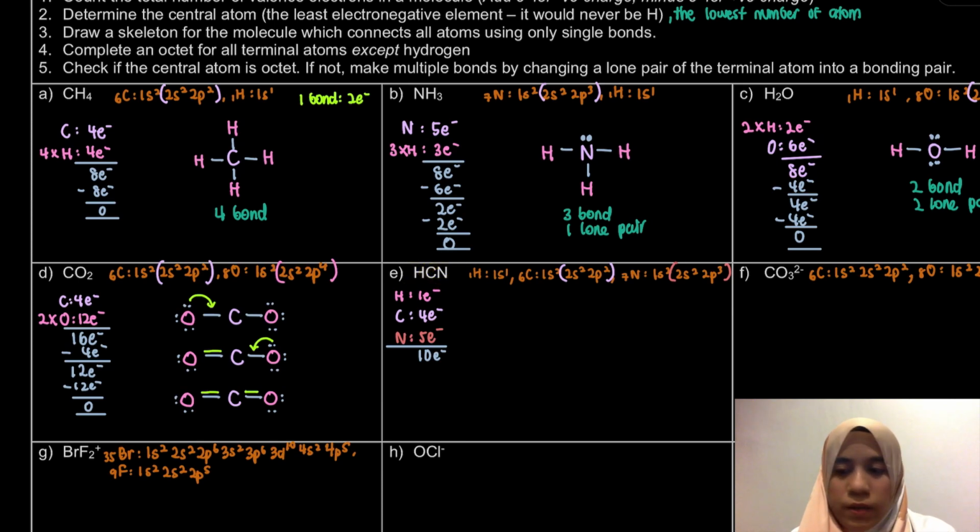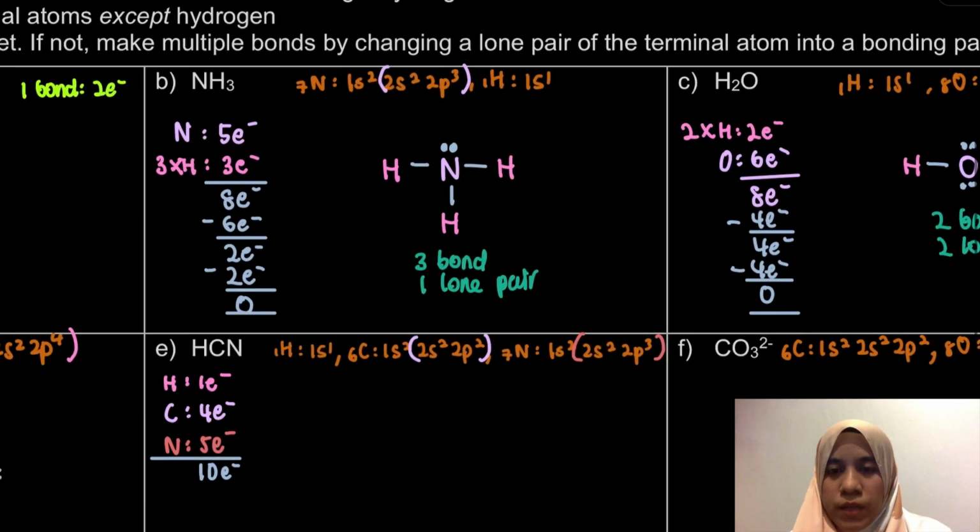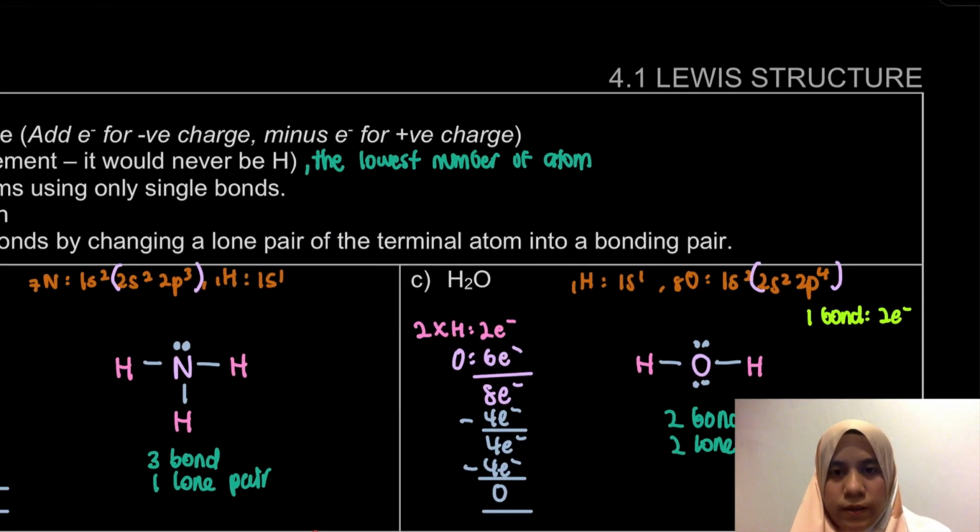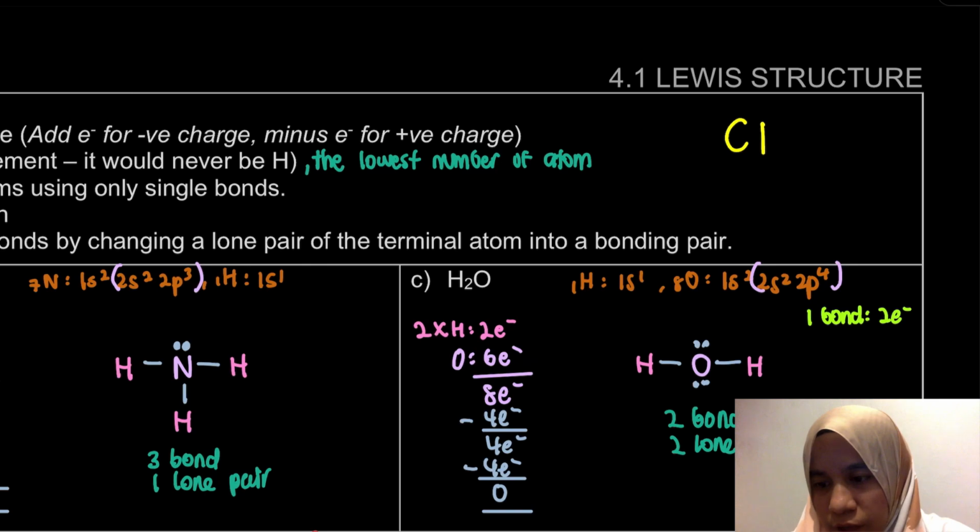Okay, previous example I mention yang the lowest number of atom. Itu sebenarnya paling senang lah. Tapi dalam kes ni, carbon, there's only 1, nitrogen pun only 1. So, how we gonna determine the central atom? Okay, yang kamu kena ingat yang paling senang lah sebenarnya. Yang ni. Electronegative atom, it's actually ni.